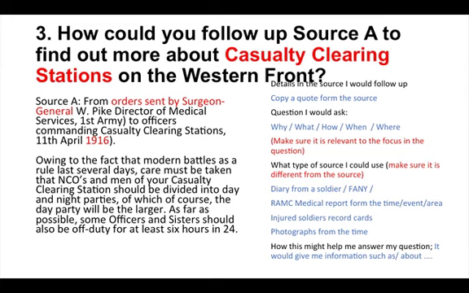You could choose a diary from a soldier or a diary from a Fanny nurse. You might include an RAMC medical report from the time, or an event, or even from a particular area. You might choose to refer to an injured soldier's record cards, their medical cards, or photographs from the time. And then the last part is, how would this help me answer my question? You need to show the examiner some of your own knowledge about this topic.